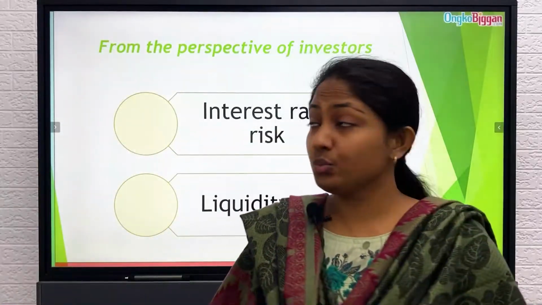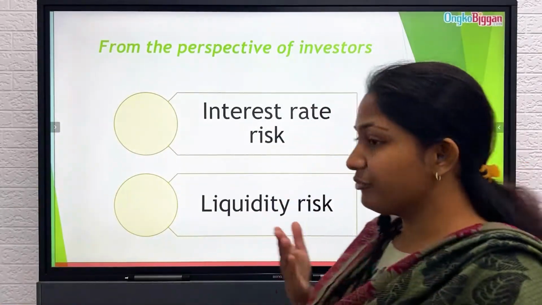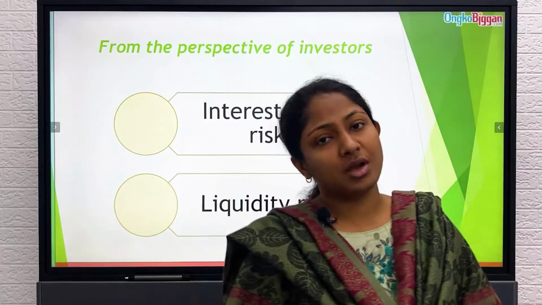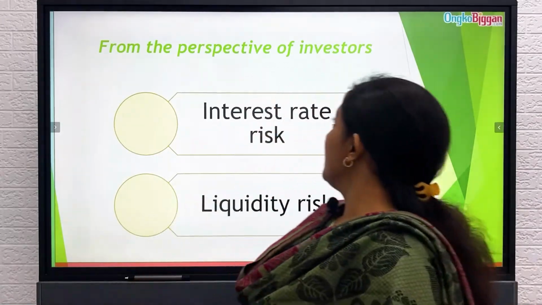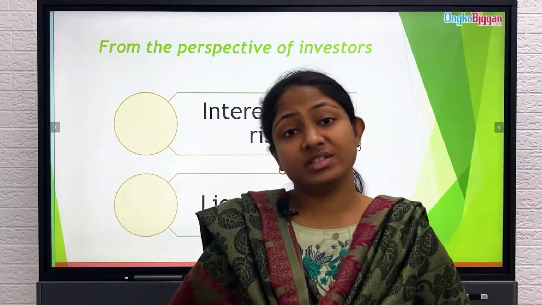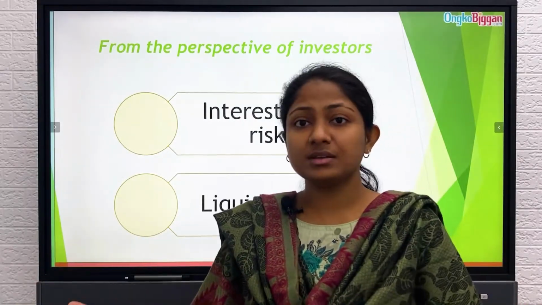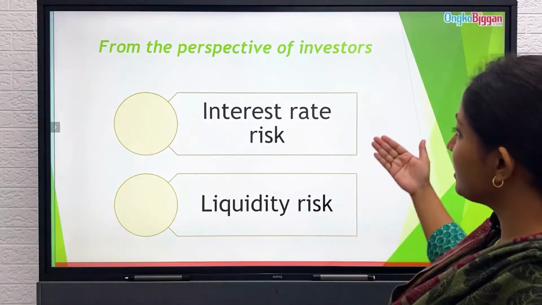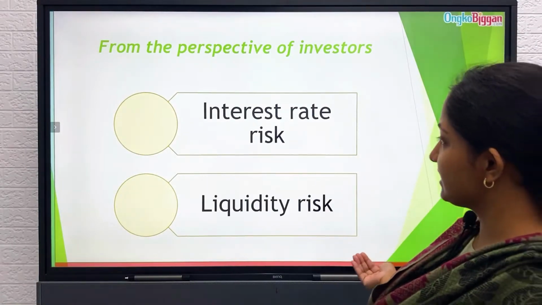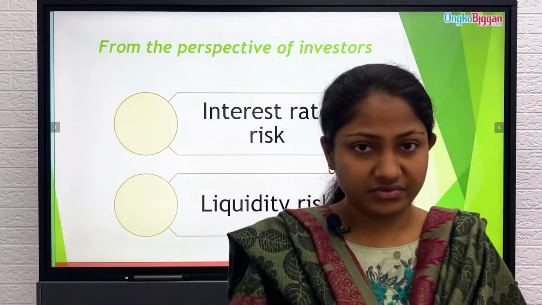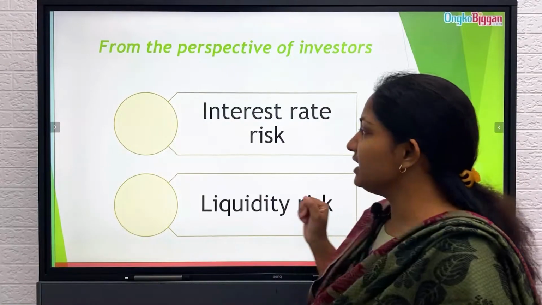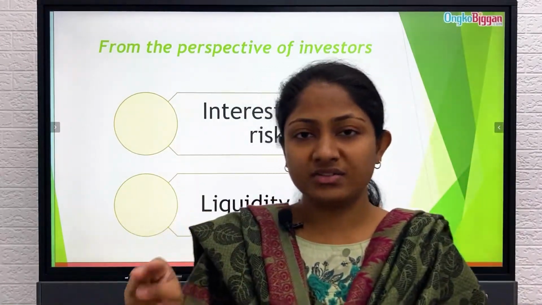So we are done with our perspective of business firms. Now we will talk about the perspective of investors. What investors are thinking, what their risks can be. Here there are two types of risk we can see. The first one is interest rate risk and another one is liquidity risk. So these two are risks.